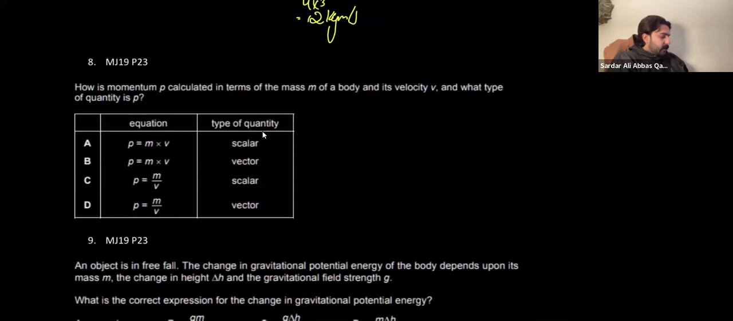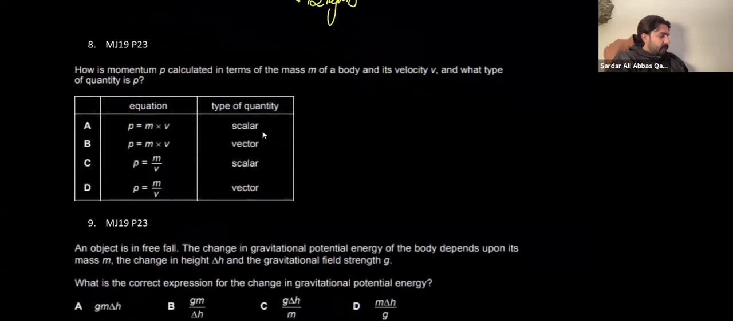Question number 8. How is momentum p calculated in terms of the mass m of a body and its velocity v, and what type of quantity is p? So p is equal to mv. This is a vector quantity. We all know momentum is a vector quantity, okay?